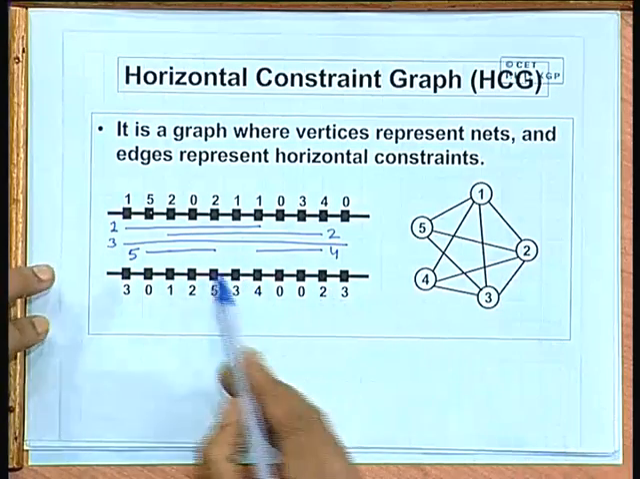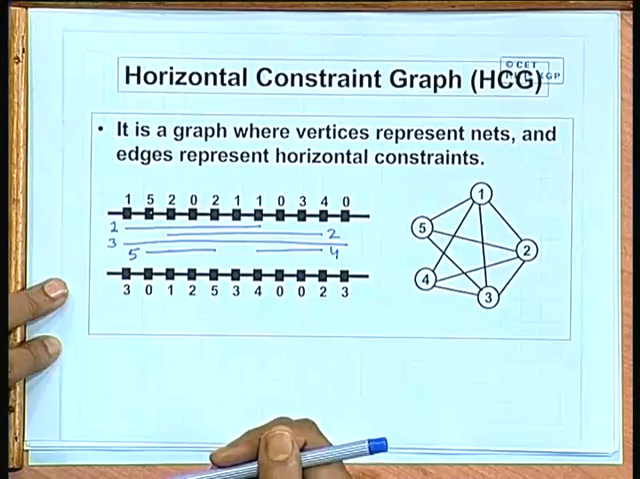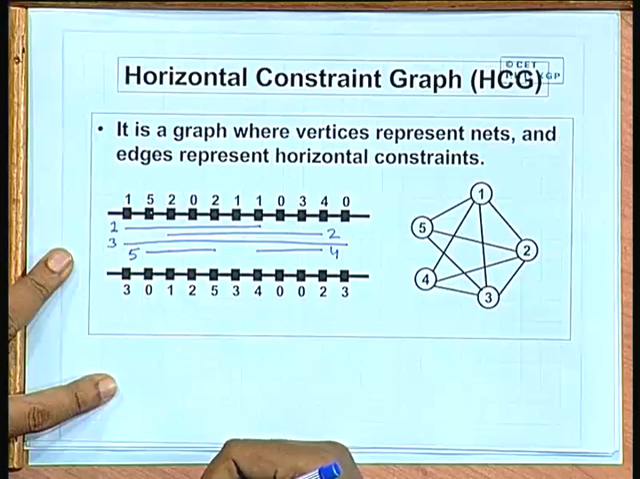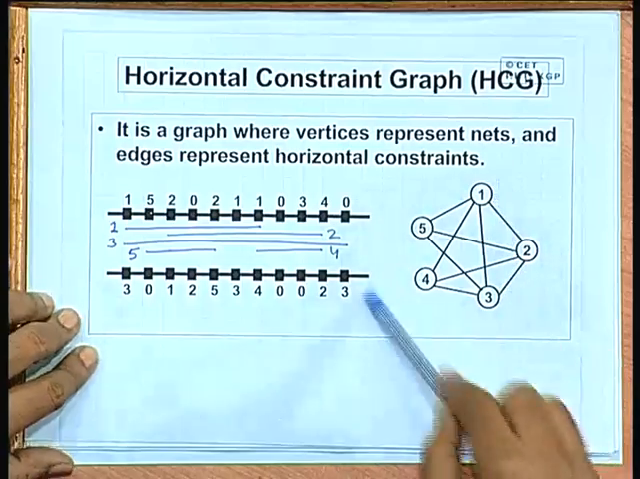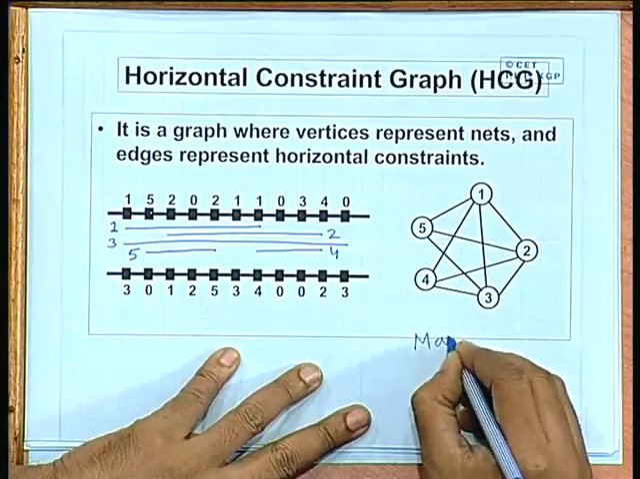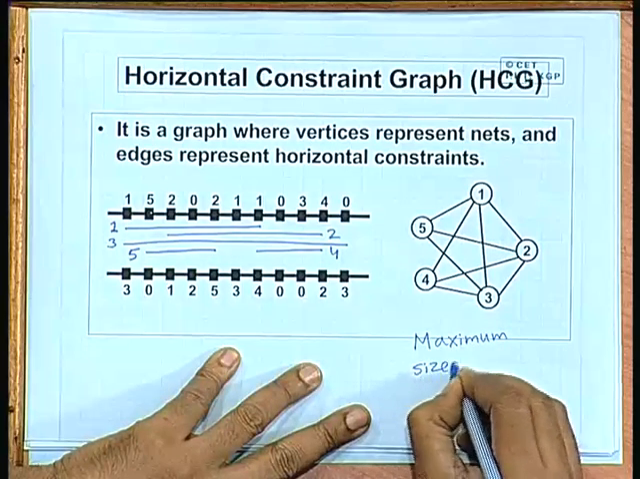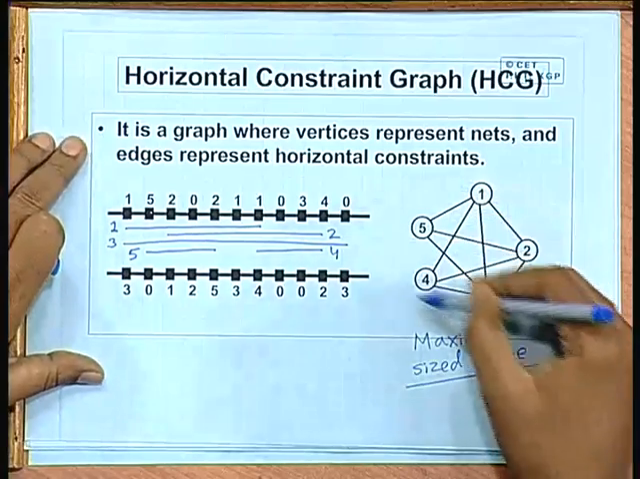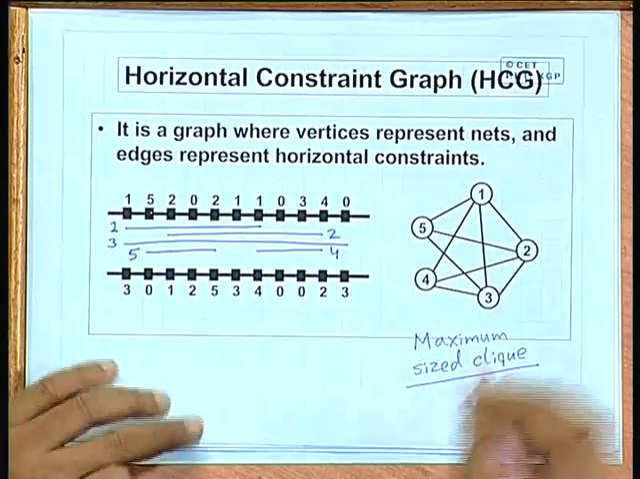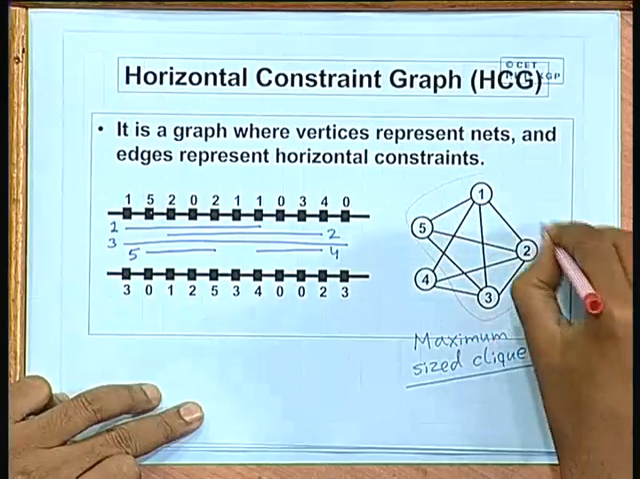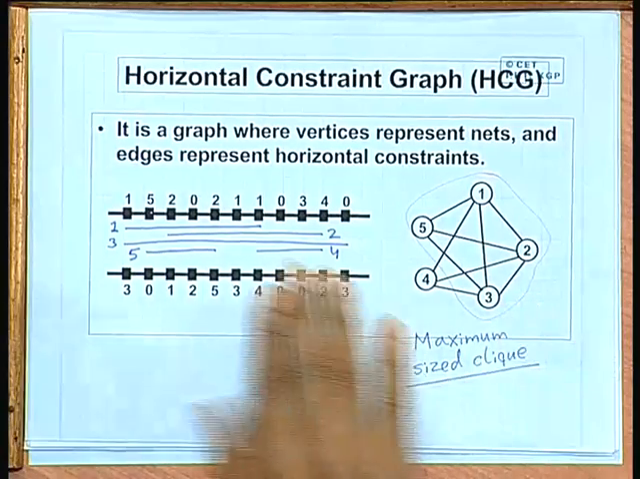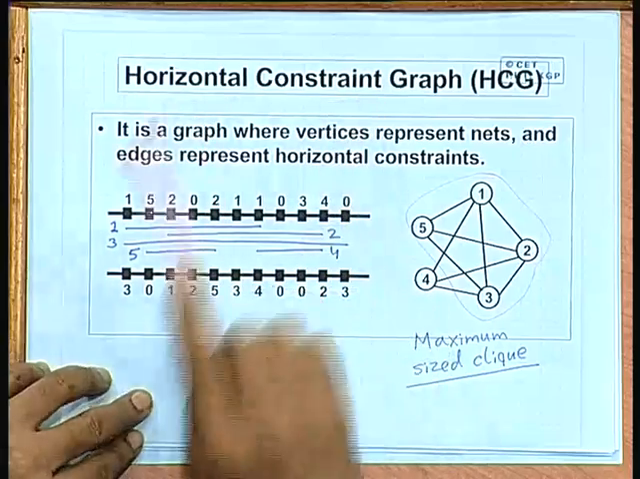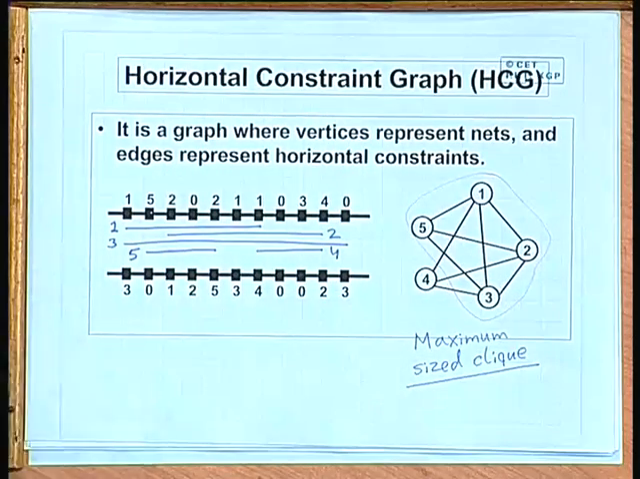Now, if you look at the horizontal spans, you see that other than 4 and 5, the others are all mutually conflicting. So, the corresponding graph is an almost complete graph without the edge between 4 and 5. Now, in this graph you can find the maximum sized clique. A clique is a complete subgraph. In this graph of 5 vertices, the maximum clique you can have is a subgraph of 4 vertices. If you take this subgraph, this is a complete graph. This means that any solution to this problem will require a minimum of 4 tracks, because there are 4 nets which are mutually conflicting horizontally. This is the lower bound.